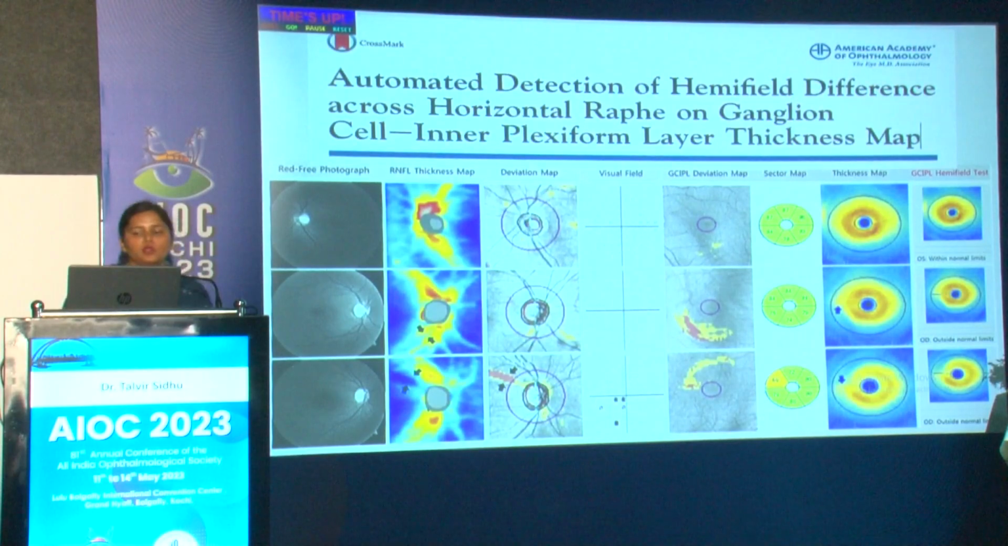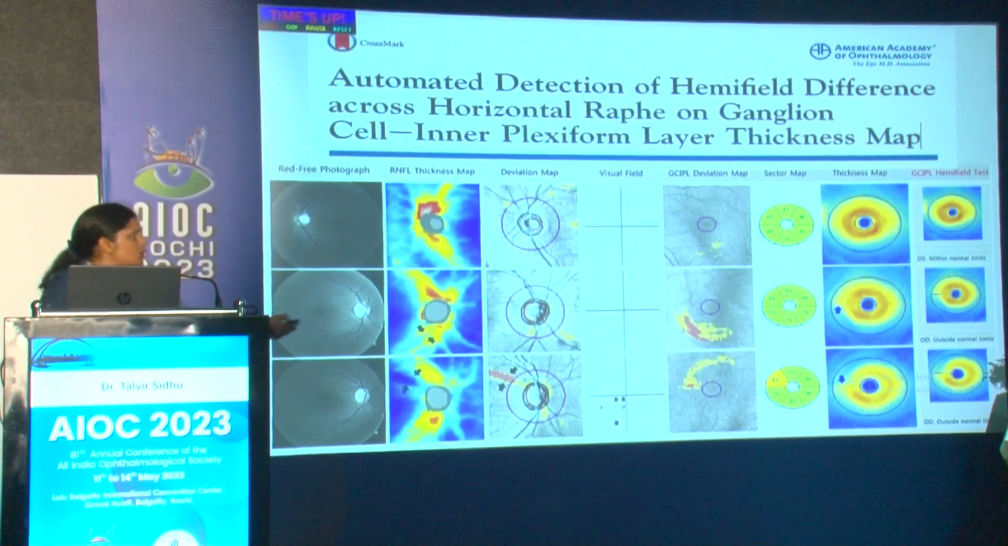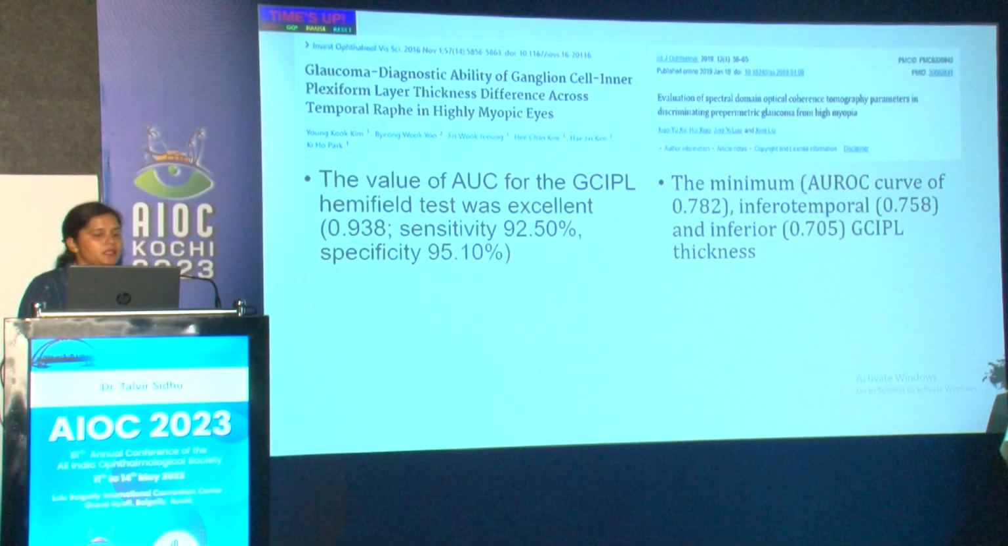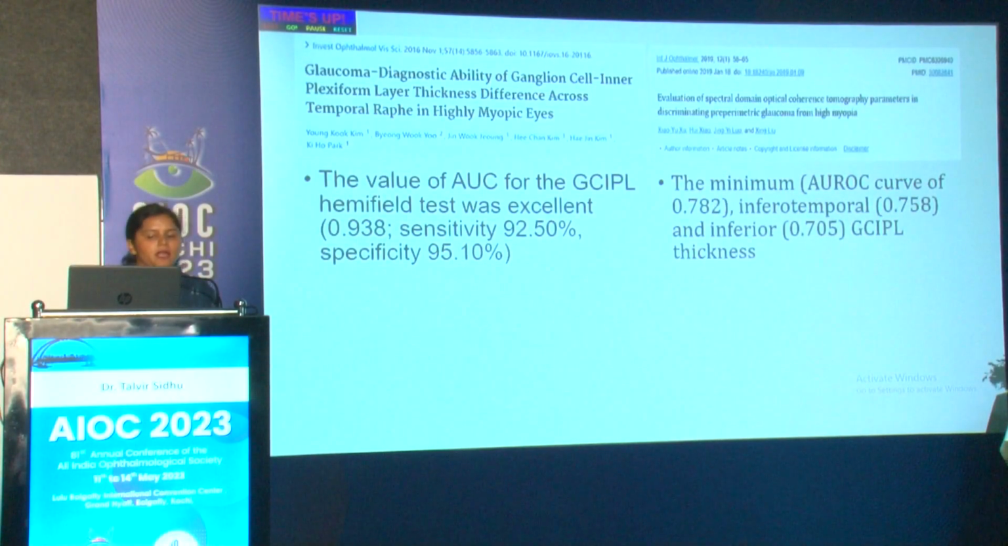Similarly, in myopia also the same thing can be done. It is called a GCIPL hemifield test. So this is a very significant thing that can be seen in the eyes. It is important that you do an intra-eye comparison. Intra-eye comparison means that you compare the superior ganglion cell layer with the inferior hemifield ganglion cell layer. The accuracy is actually very high, with 92% sensitivity and 95% specificity.